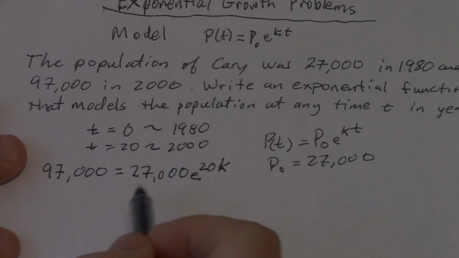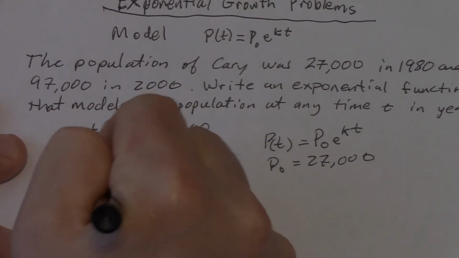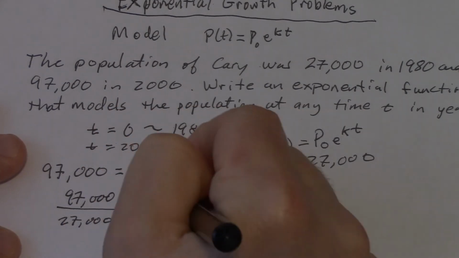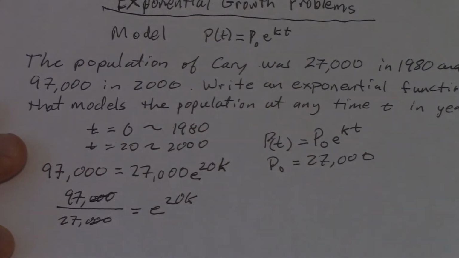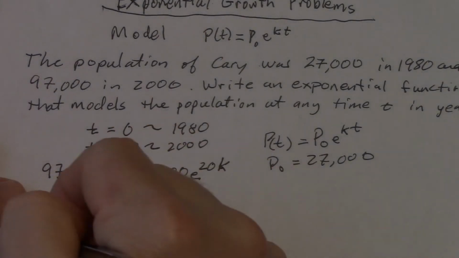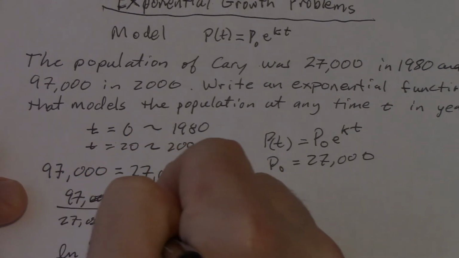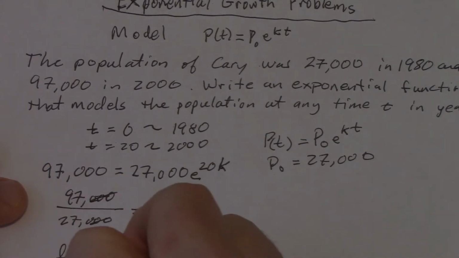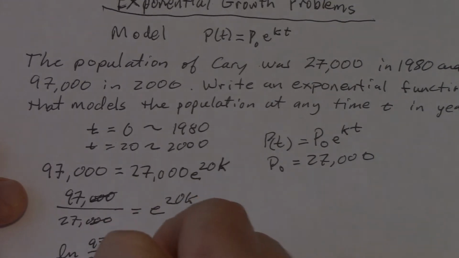Alright, so we're going to solve for k. That means we're going to divide by 27,000. And so we got 97,000 divided by 27,000 equals e to the 20k. Notice we can chop the zeros off. We want to undo the exponential function, so we take the natural log. So we get that the natural log of 97 over 27 is equal to 20k. And that means that k is equal to the natural log of 97 over 27 whole thing divided by 20.